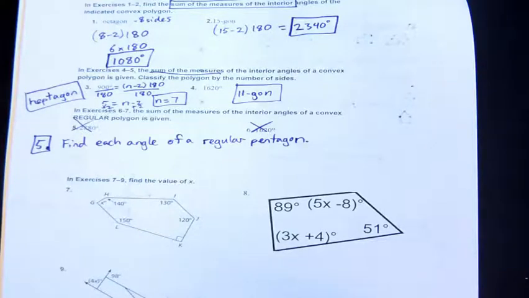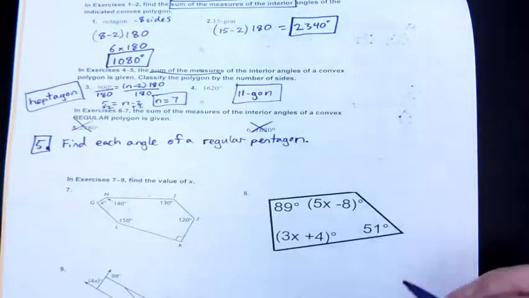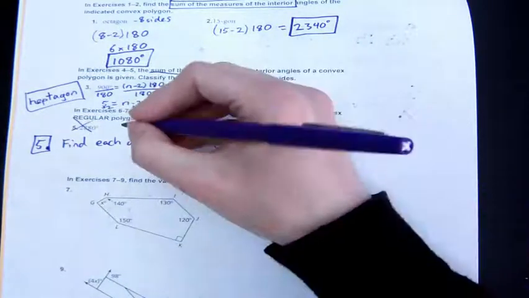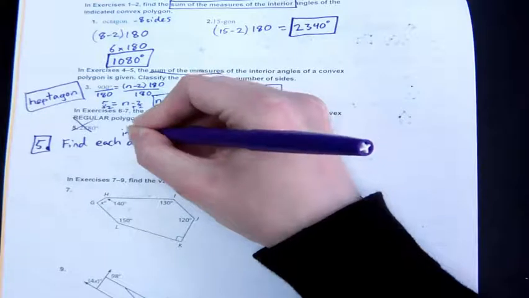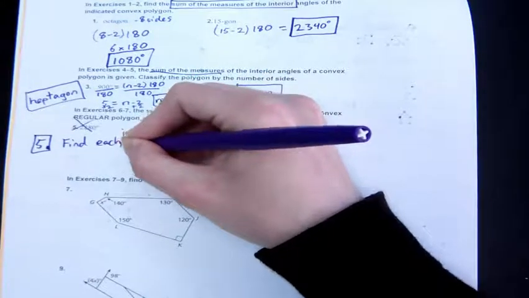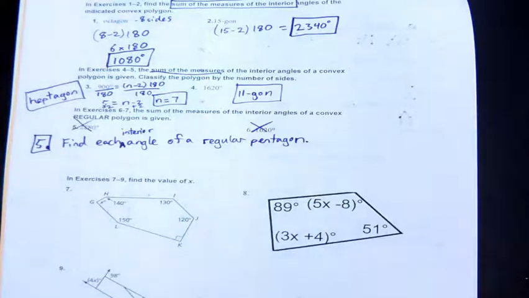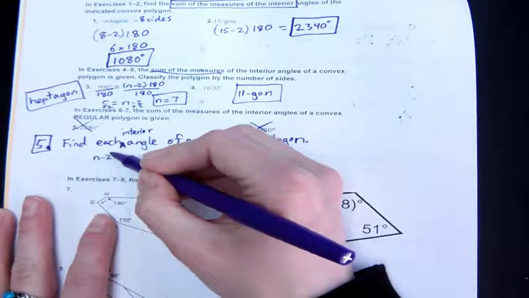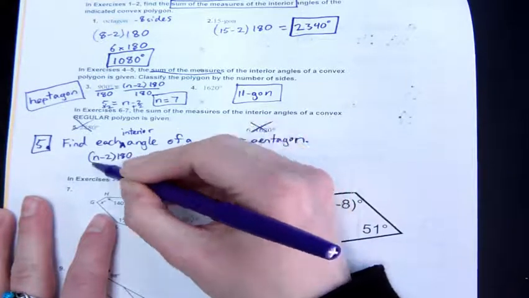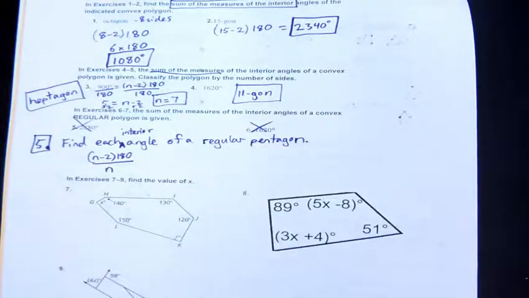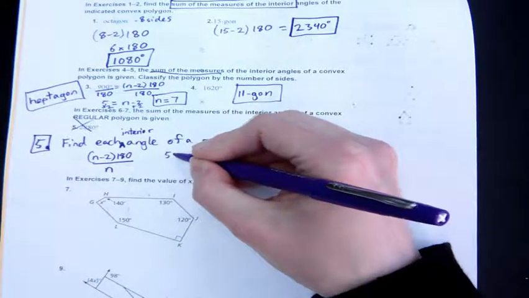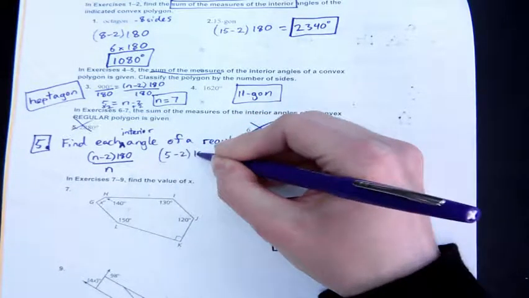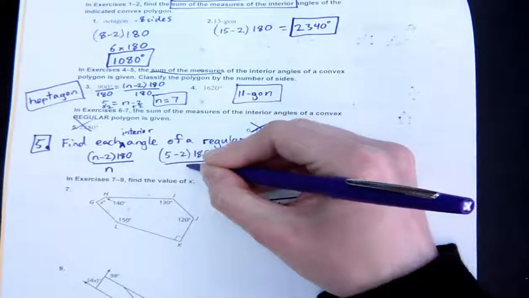Do we plug it into a formula? Which one? We're still on... Yeah, you're right. I didn't write that in the directions, so it should be each interior angle of a regular pentagon. So that's when we just plug it in. So n minus 2 times 180, because that's our interior angle, divided by the number of sides. So 5 minus 2 times 180 divided by 5.